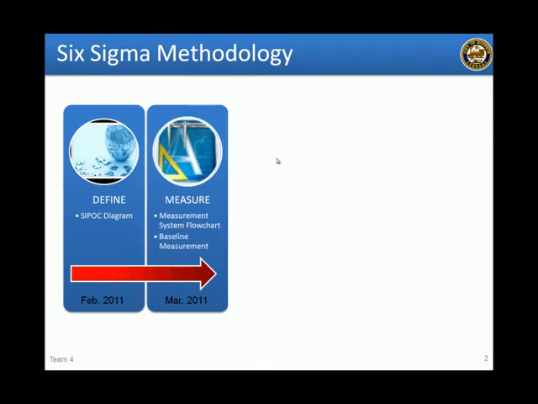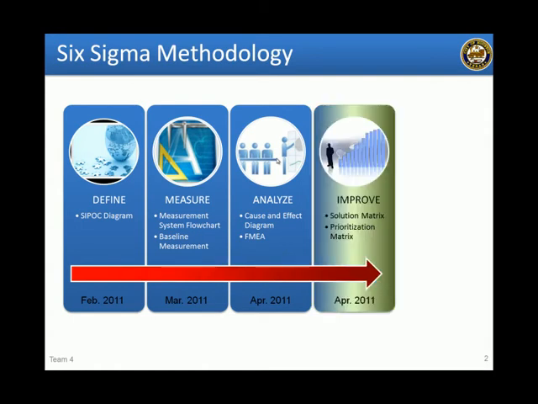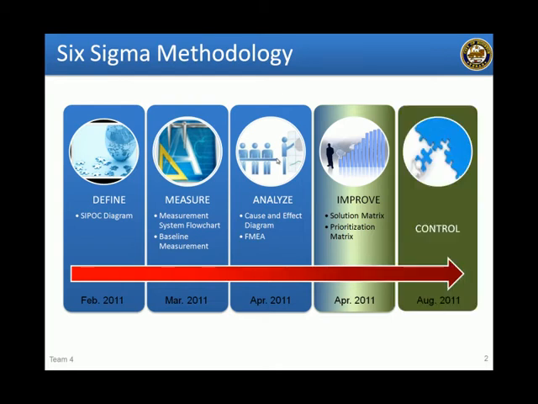Once this was accomplished, the team progressed to the measure phase, where data was gathered to produce the baseline measurement using a measurement system flowchart. By early April, the team was ready to begin the analyze phase. The team analyzed process failure modes by utilizing the FMEA and the cause and effect diagrams to identify potential root causes, which takes us to our current phase, the improve phase, where we use brainstorming and a prioritization matrix. Throughout the course of this presentation, we will go into further detail of each individual phase and our findings.